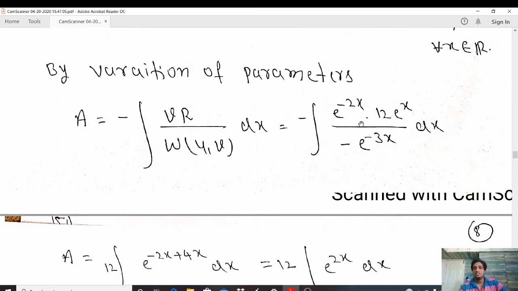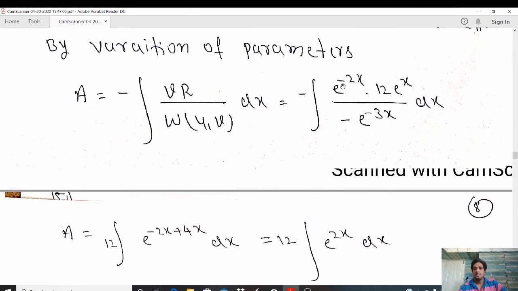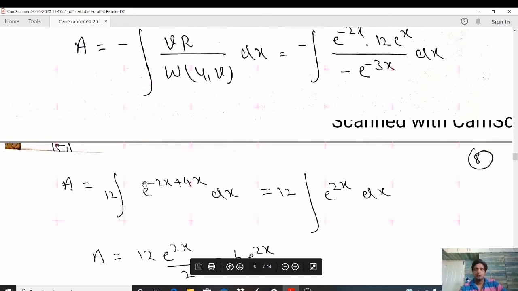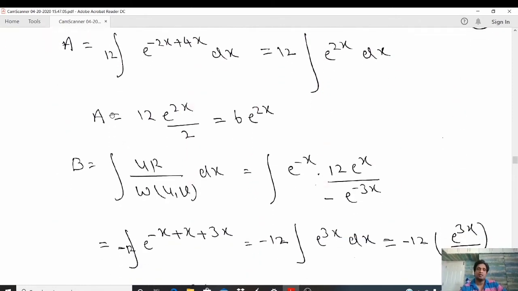Okay. Now v is e power minus 2x, r is, in the problem, given as 12 into e power x, and W of u comma v, just now we have found, is minus e power minus 3x. All the values are in e only. So in the numerator this value is e power minus x. If you bring e power minus 3x to the numerator, it becomes e power 4x. That is e power 4x, and e power minus 2x becomes e power 2x. And 12 I am taking outside, and the integration of e power 2x gives a is equal to 12 into e power 2x by 2, that is 6 into e power 2x.